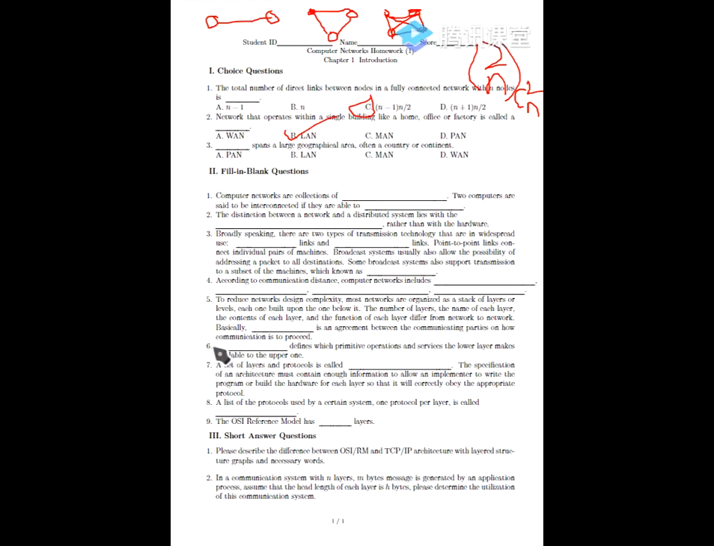Question 6. What defines which primitive operations and services the lower layer makes available to the upper one? Interface defines.